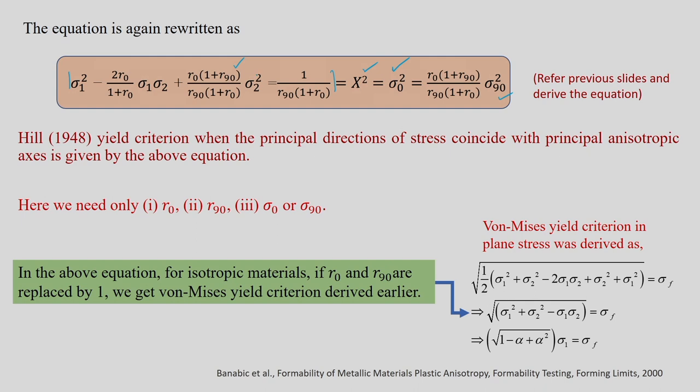So, what are sigma 1, sigma 2? They are principal stresses, and R0 is nothing but the plastic strain ratio along the 0 degree rolling direction, R90 along the 90 degree rolling direction. What else do you want to know? Nothing else. Of course, sigma 0 is the yield strength and sigma 90 is the yield strength. So, what are the properties you need to know? You need to know R0, of course, you need to know R90, and one of these, sigma 0 or sigma 90, because they are already related to each other.